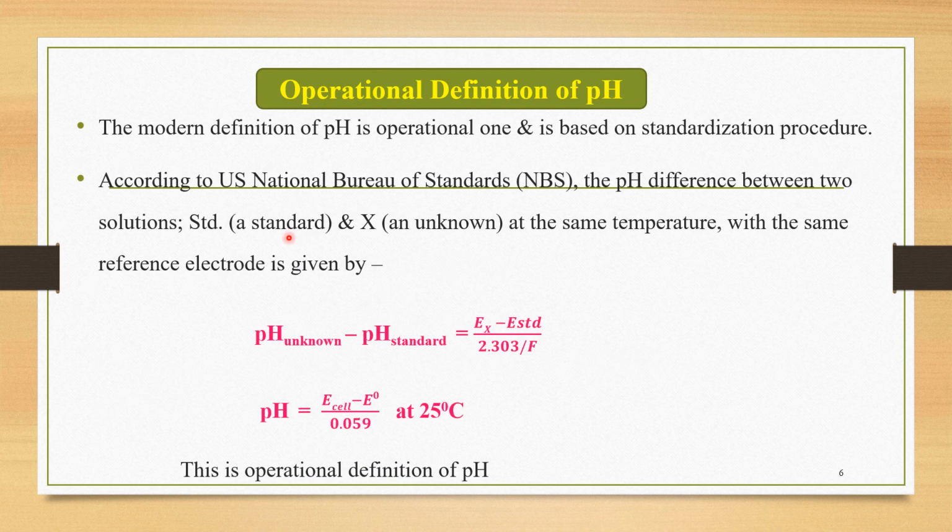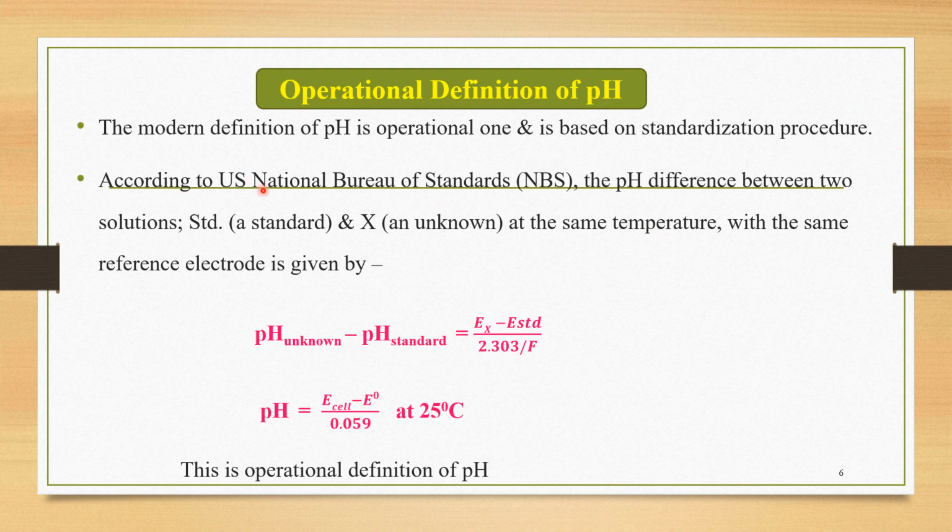The next one is the operational definition of pH. This is one more definition for pH on the basis of the operational method. The modern definition of pH is operational and is based on a standardization procedure. As far as this modern definition of pH is concerned, it is based on a standardization procedure or standardization method.